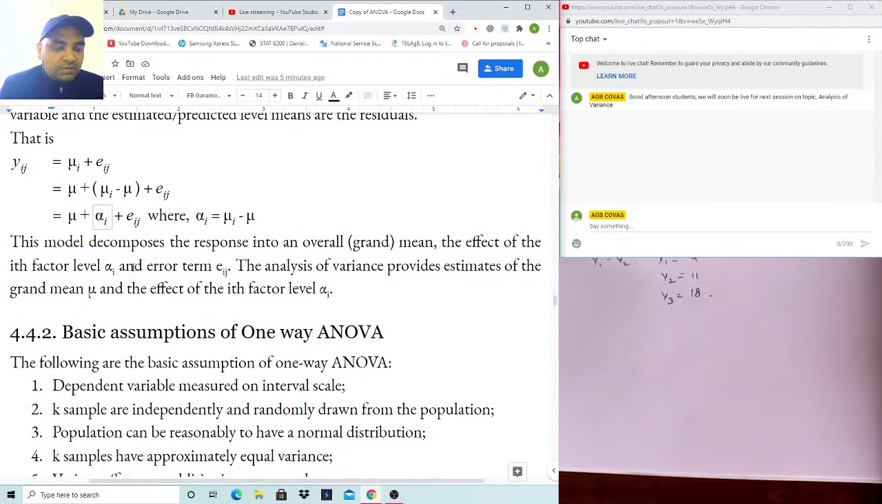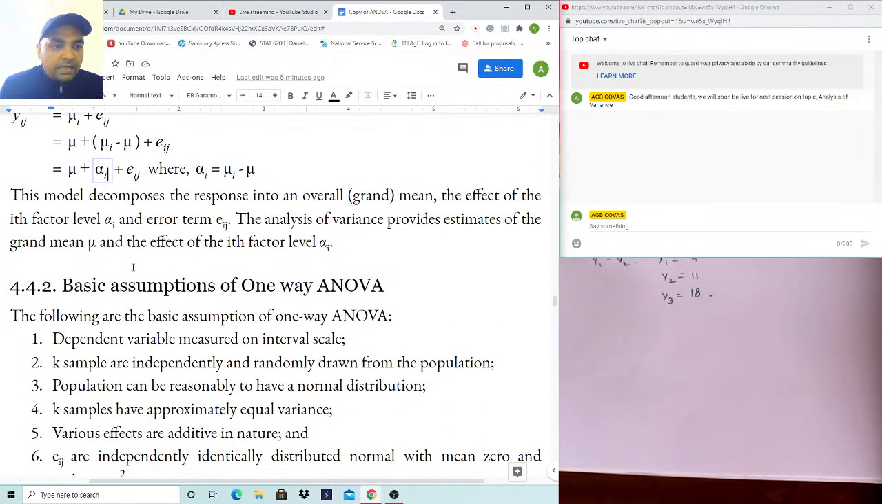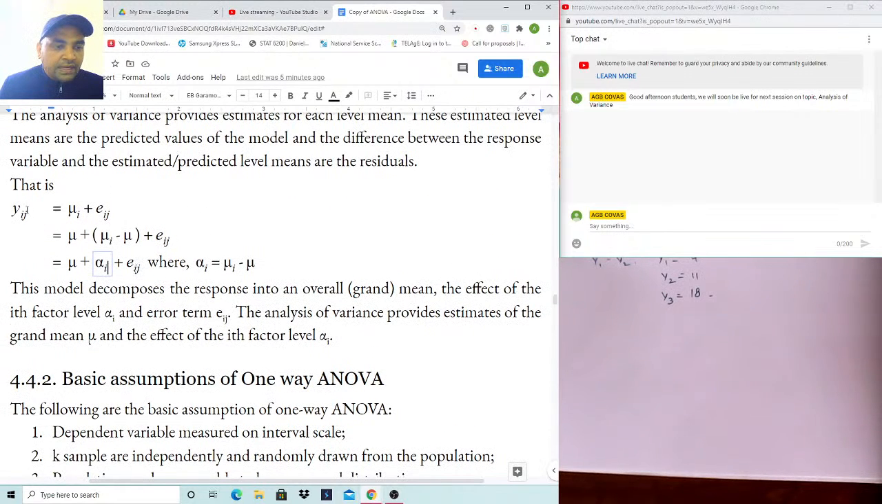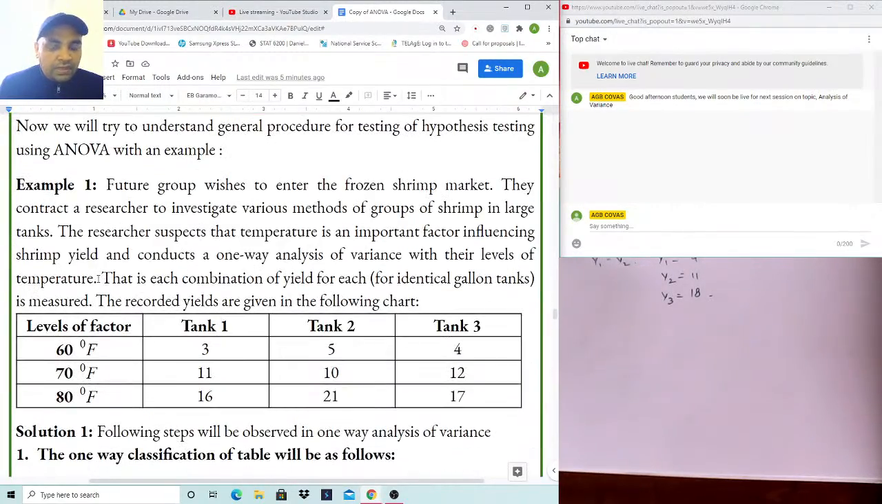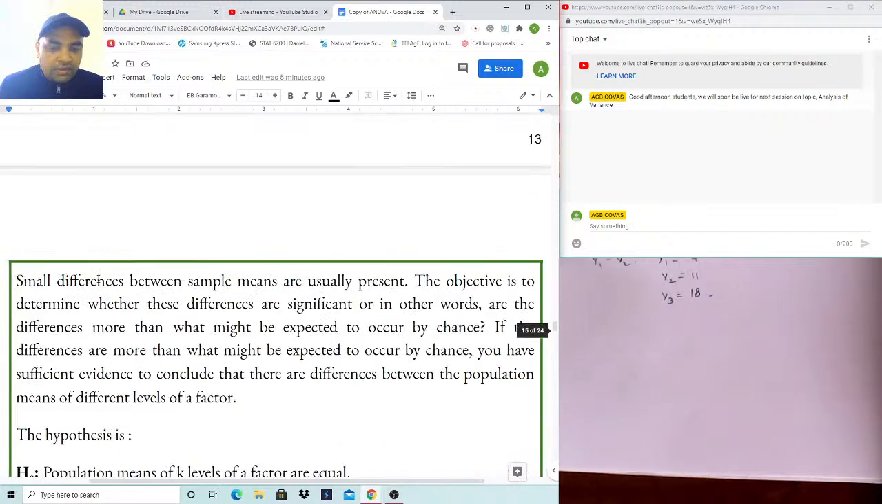Basically, what we are estimating, this Yij, is from the row mean. And if these rows differ from each other, that is what is being calculated in the ANOVA, right? So this is how we calculate this one-way ANOVA.